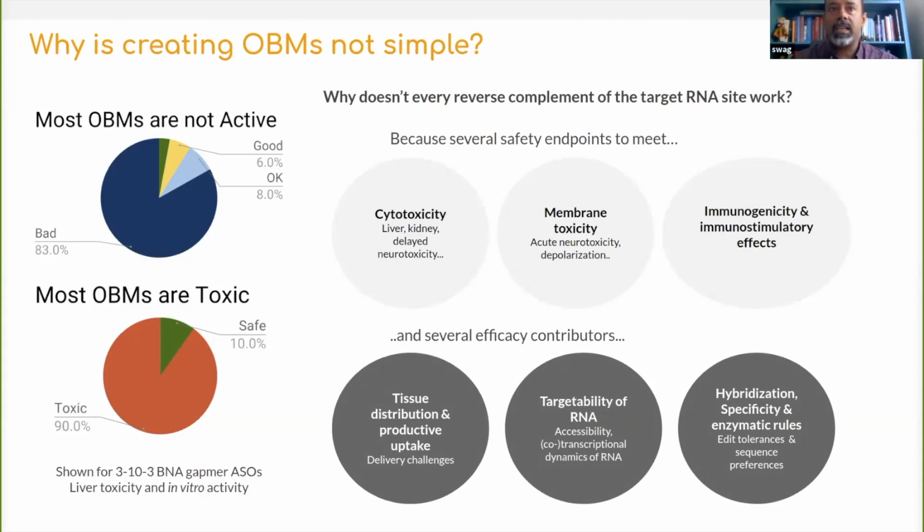And in the efficacy, there is, of course, tissue distribution and productive uptake of the drug, targetability of the RNA. Is the target site a good site? And then hybridization, specificity, enzymatic rules of what would the enzyme still cleave? When will the drug's mechanism of action be on target and off target? Basically, it's a specificity question.